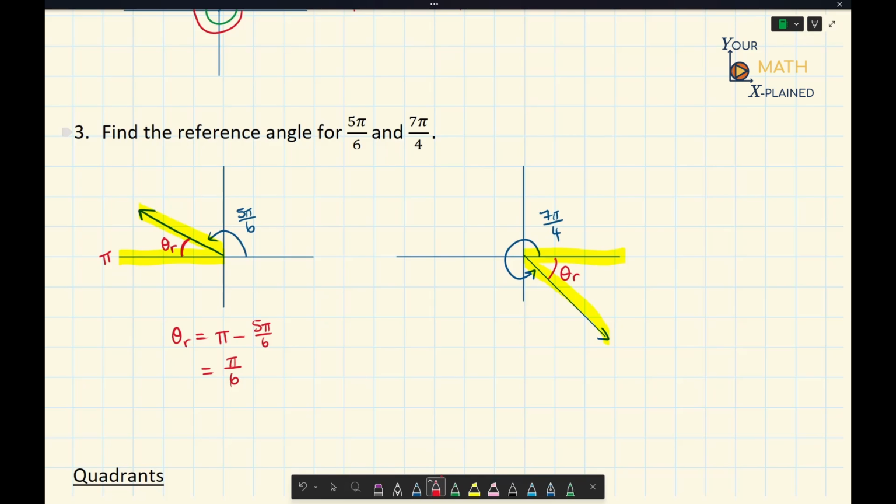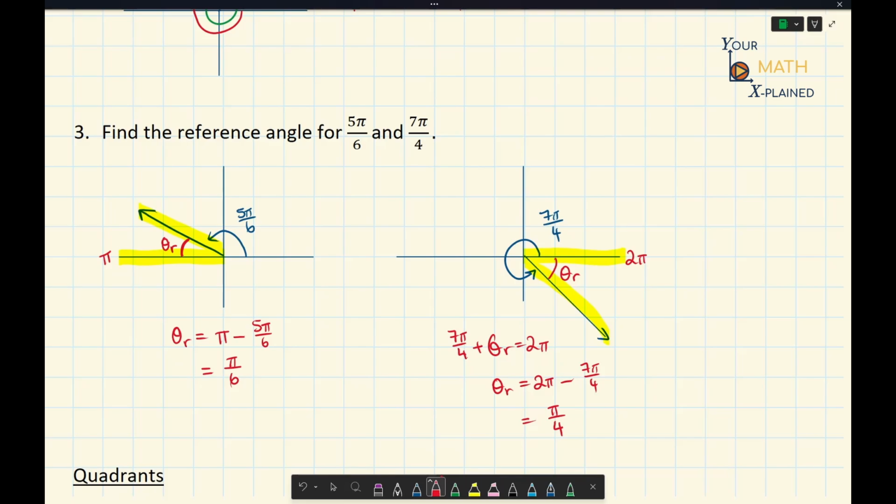And to calculate it, we know that if we go one full rotation, this would be 2 pi. So that means 7 pi over 4 plus our reference angle is going to give us 2 pi. So now solving for the reference angle, we get this is equal to 2 pi minus 7 pi over 4, which is equal to pi over 4. So notice how for the reference angle, it's always positive. We don't care about whether we're rotating clockwise or counterclockwise. It's just the absolute value of the angle that we care about.